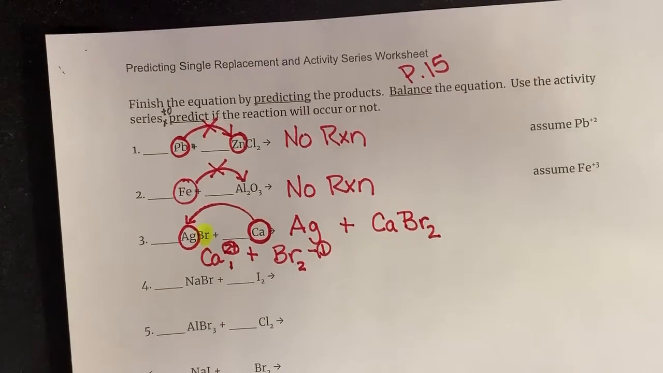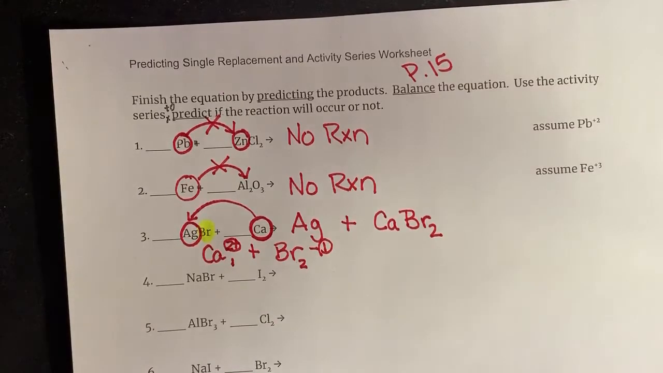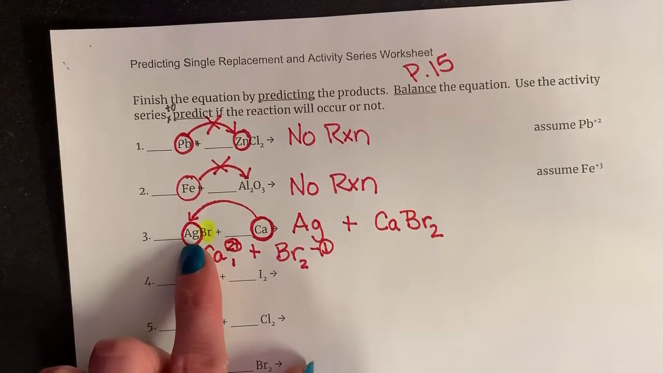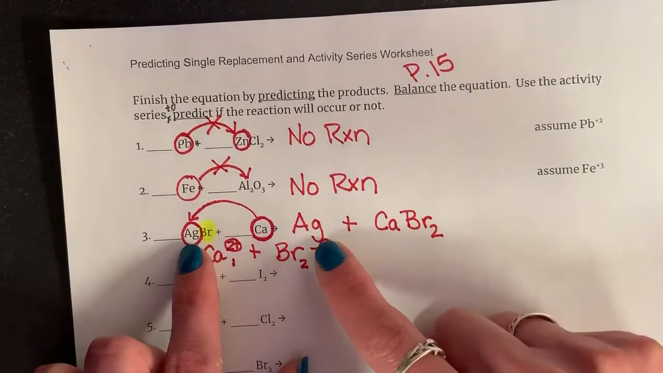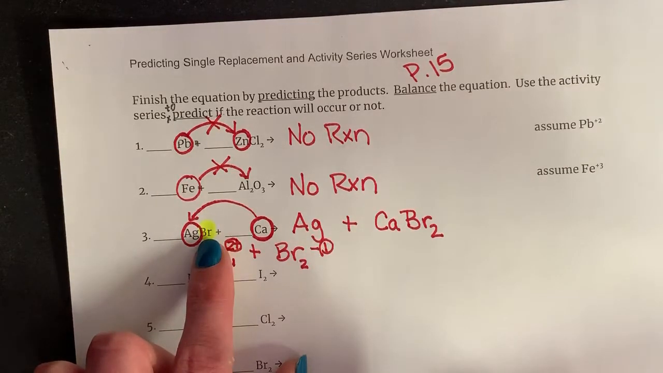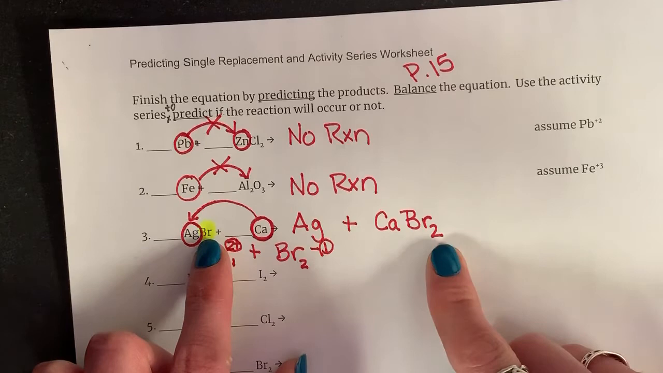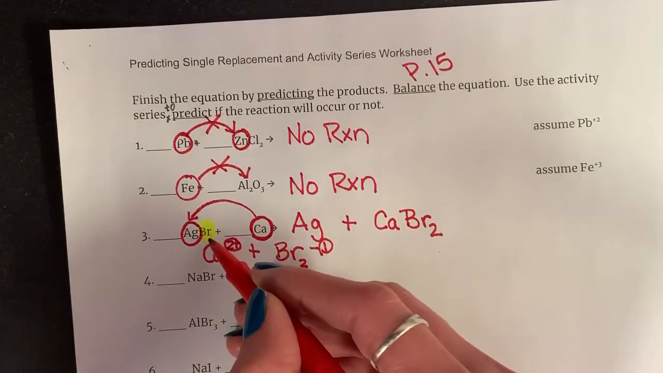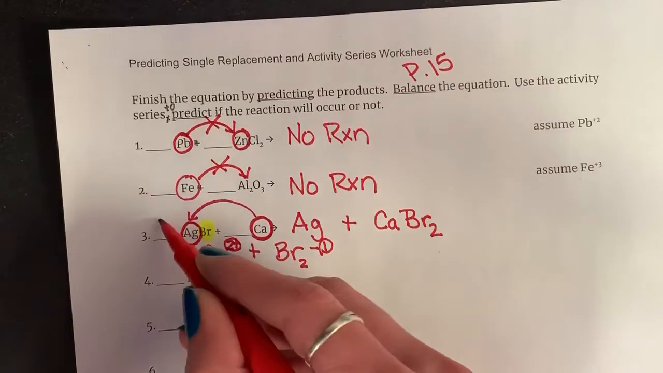Now in this reaction, because they're switching partners, because they have different charges sometimes, I need to check my reaction and make sure everybody's still happy and balanced. So I started with 1 Ag on the left. I have 1 Ag on the right. I started with 1 Br on the left, but now I've got 2 on the right. So I need to fix this Br. So I come back over here and I multiply by 2.